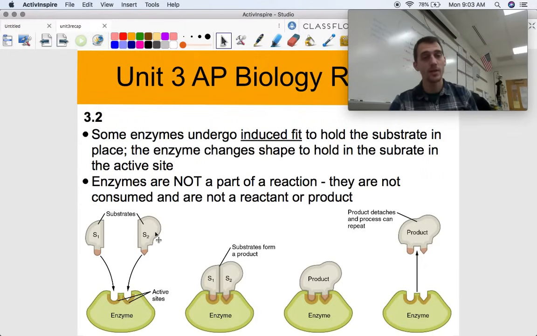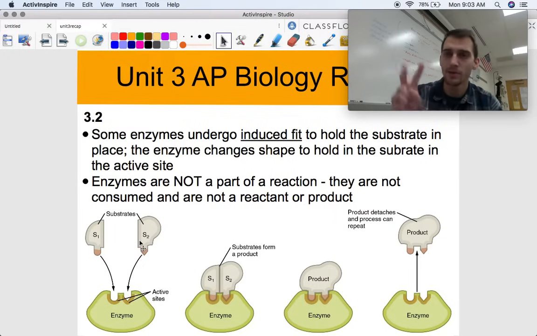Here are the substrates. Those are the molecules that are going to bind to the enzyme. Those are the products of the reaction. They bind to the enzyme at what's called the active site. And when the enzyme lowers the activation energy, it converts the substrates into a product. And then it releases the product, and the enzyme can be reused for more reactions to bind with more substrates.